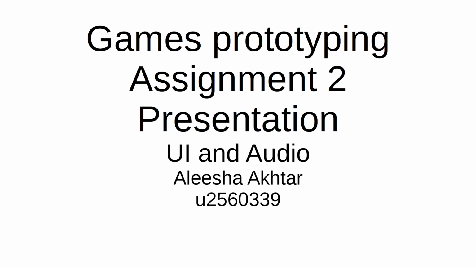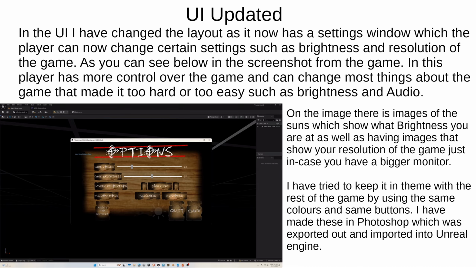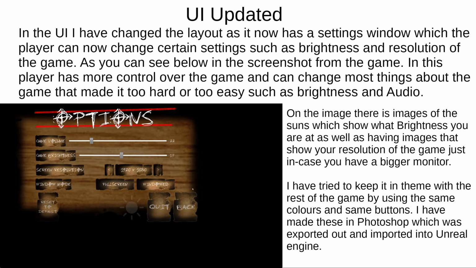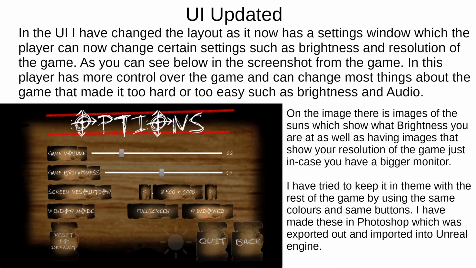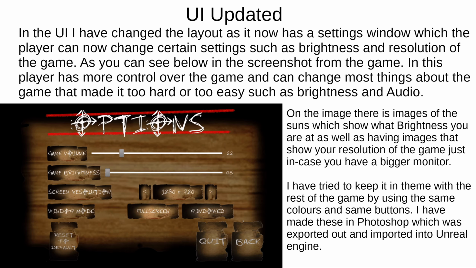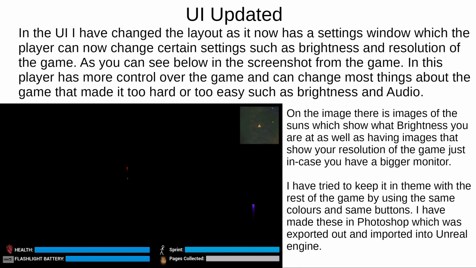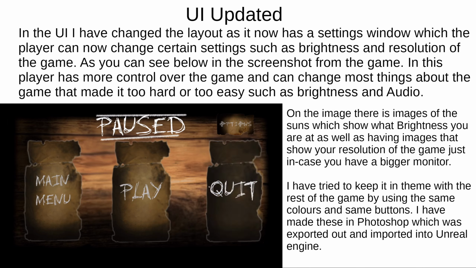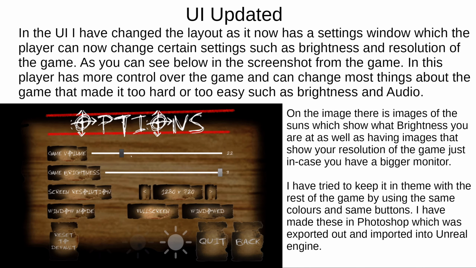This is my games prototyping assignment 2 presentation about the UI and audio. In the UI, you can see there's the options menu, and you can see in the little video on the bottom left how I'm changing the screen resolution to the buttons, the window mode to full screen, the game volume, and the game brightness. This will be more explained later on through the PowerPoint slides. All this was made in Photoshop, so all the buttons, background, and also the text as well.